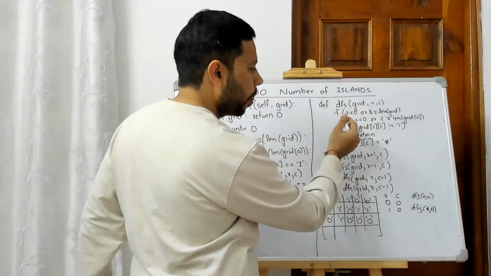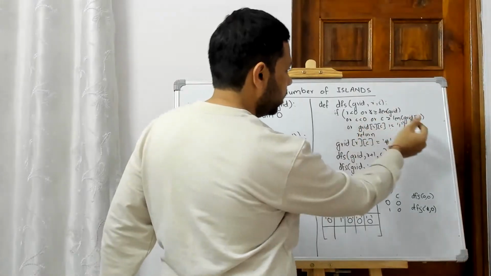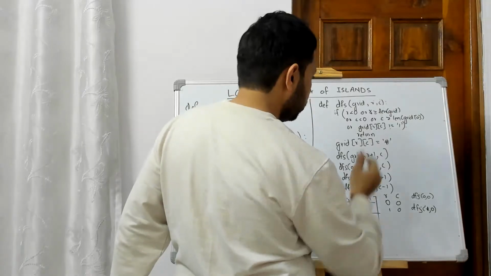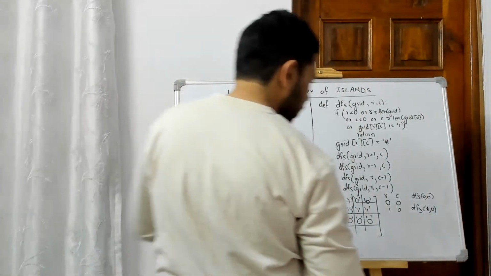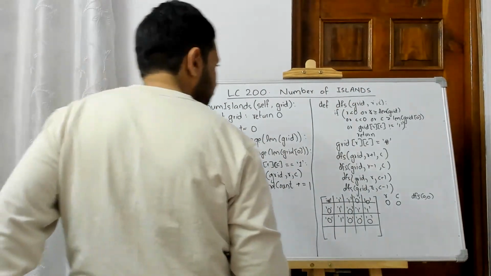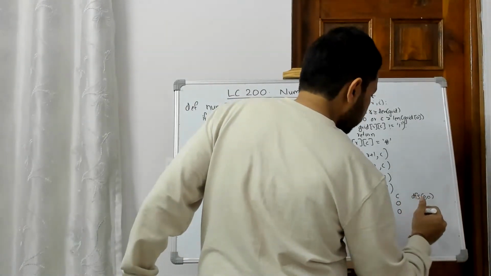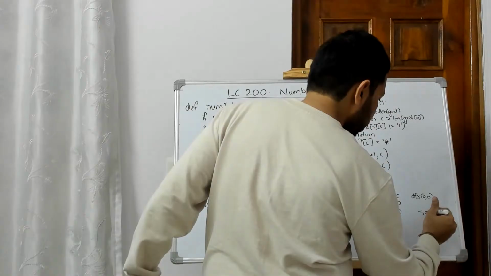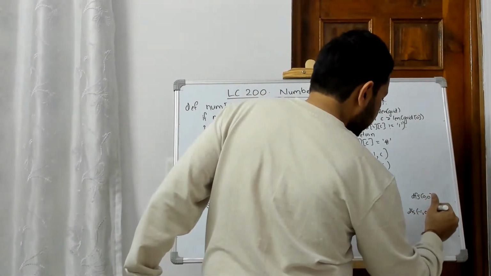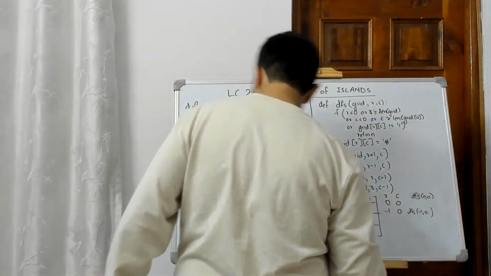So here R is greater than 0, it is less than length of grid. C is also within the limits, but grid is not equal to 1, it is equal to 0. So you return. So this does not do anything. Then you do R minus 1, C. So R becomes minus 1, C becomes 0. When you do DFS of minus 1 comma 0, R is less than 0, so you return. So that is also not valid.